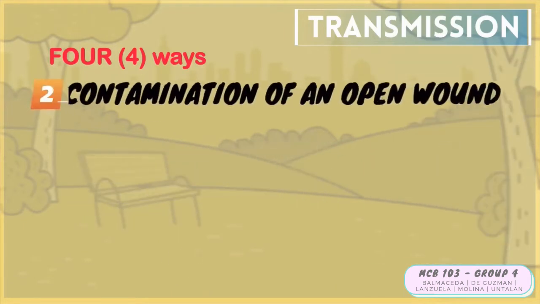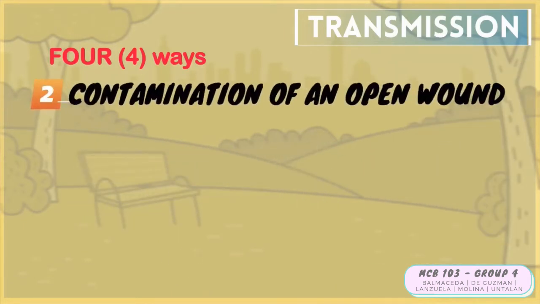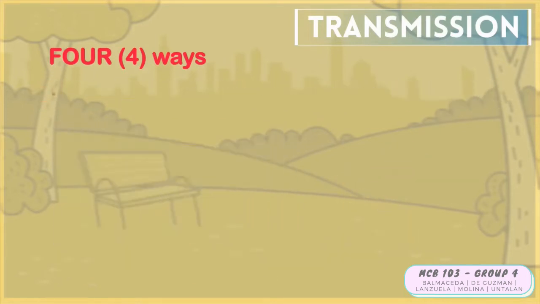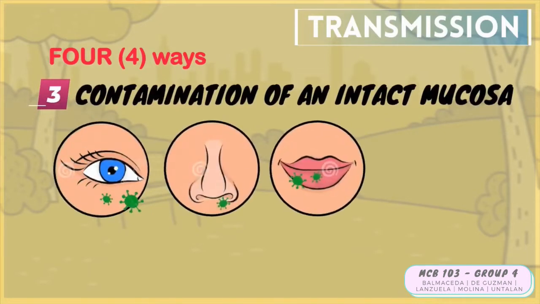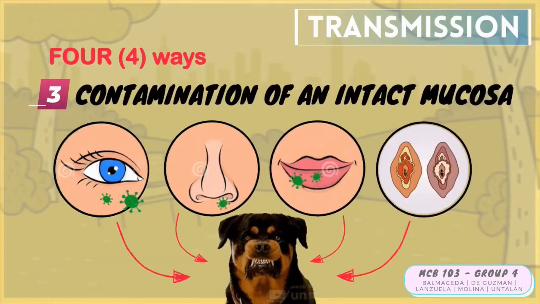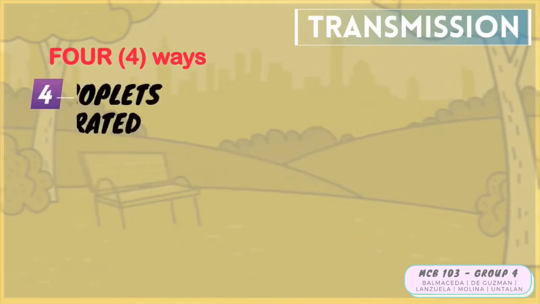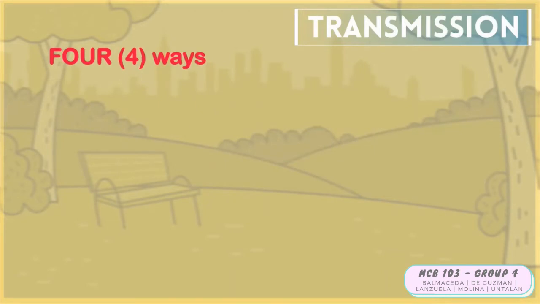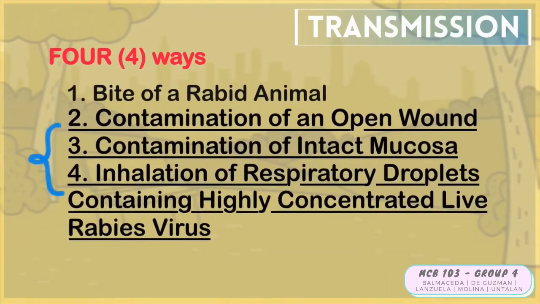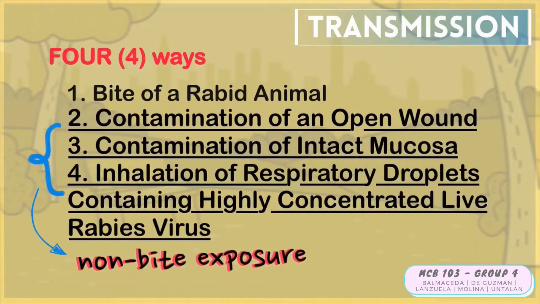Second, contamination of an open wound via licks and scratches. Third, contamination of an intact mucosa, such as the mucous membrane of eyes, nose, mouth, and genitalia with the saliva of an infected animal. And fourth, inhalation of respiratory droplets containing highly concentrated live rabies virus. The latter 3 are collectively known as non-bite exposures, which also cause rabies in humans, however rare.